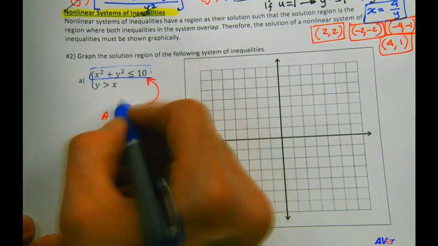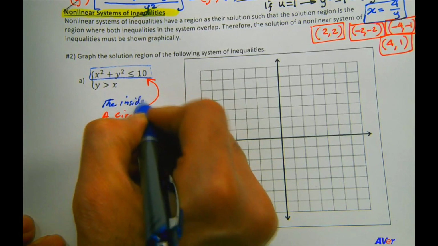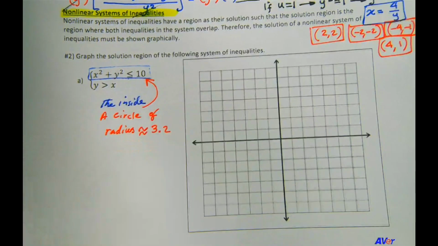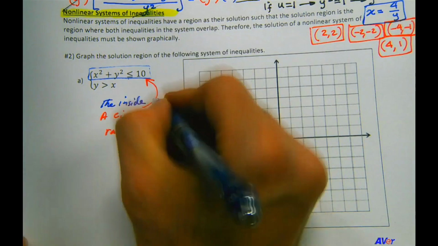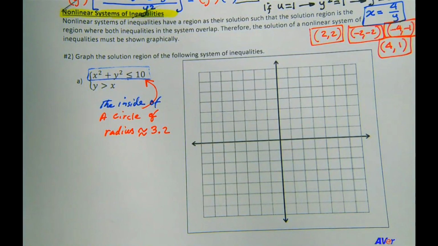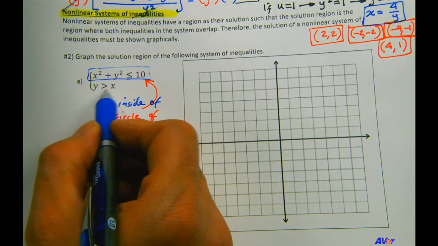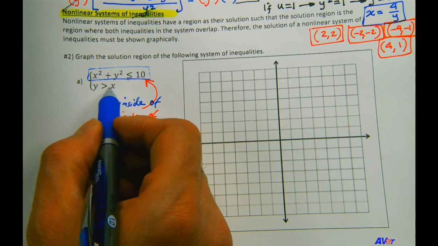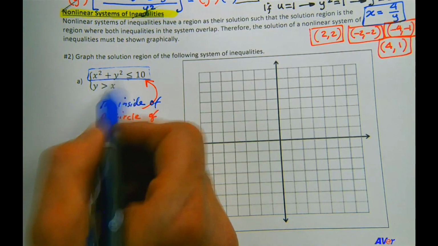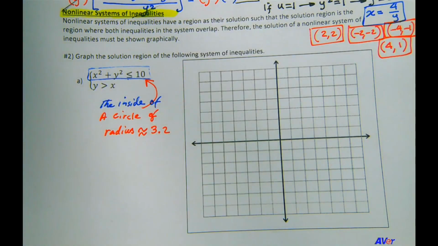Another thing I should mention is that the solution refers to the inside of that circle, because everything is less than or equal to the radius. So the inside of a circle of radius 3.2 is the graph of that. And of course, y equals x is, because to graph each of these inequalities, first you must find the boundary.